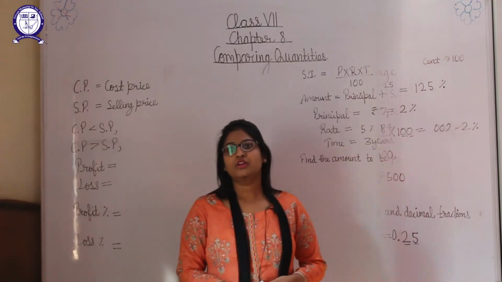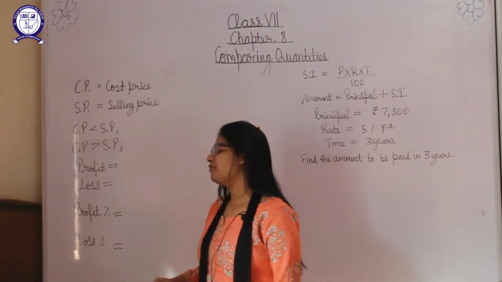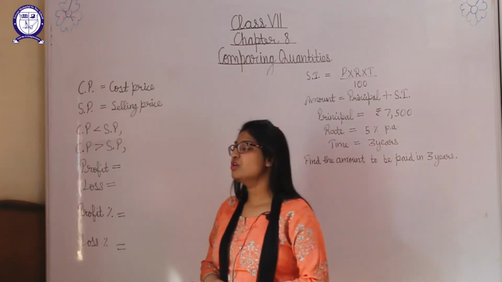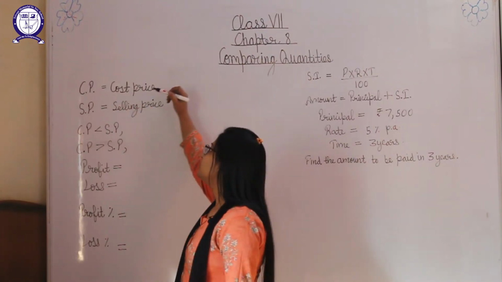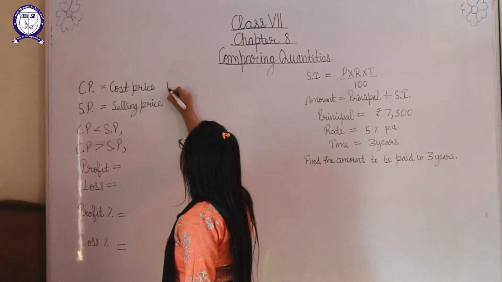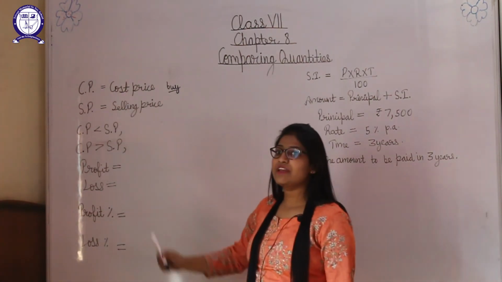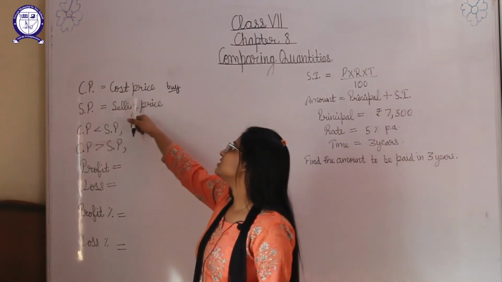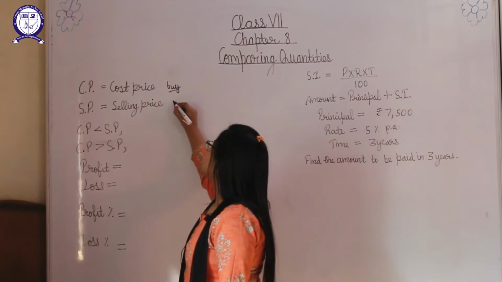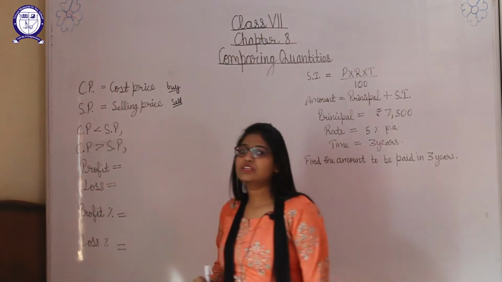Okay. Now students, our next topic is related to CP and SP, meaning profit and loss. These are the formulas we'll be using now. So first of all, what is CP? CP is the cost price. Cost means the price at which anyone is buying anything. So whenever there is the word buy, it means this is the cost price, CP. And SP is the selling price, meaning how much money one is selling the thing for.